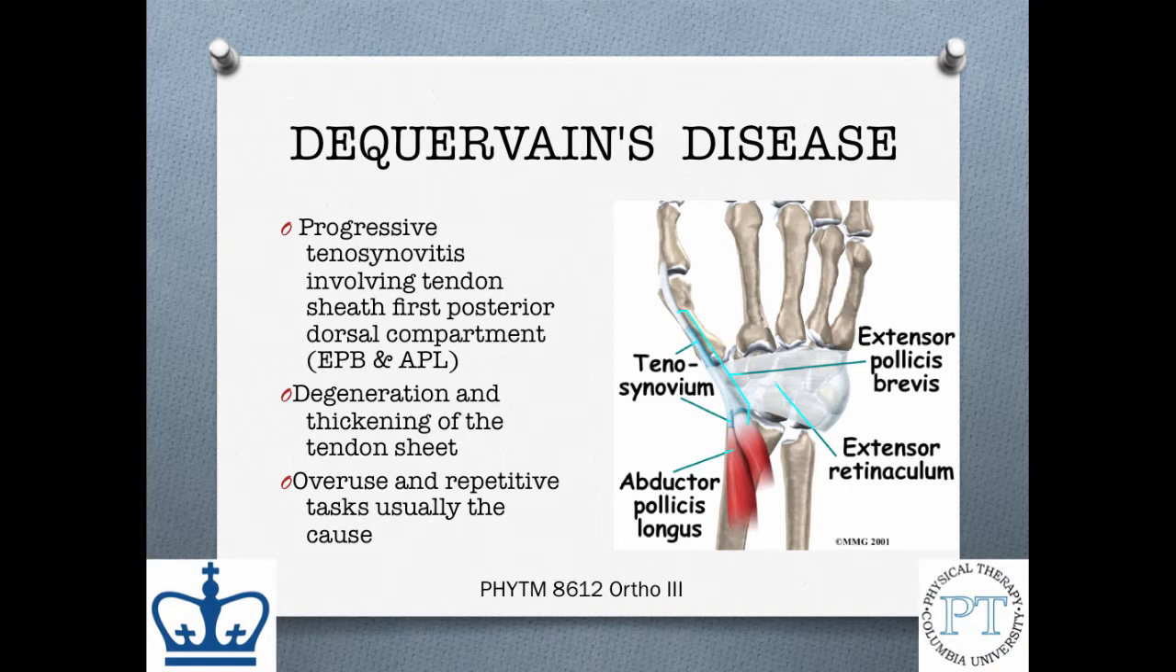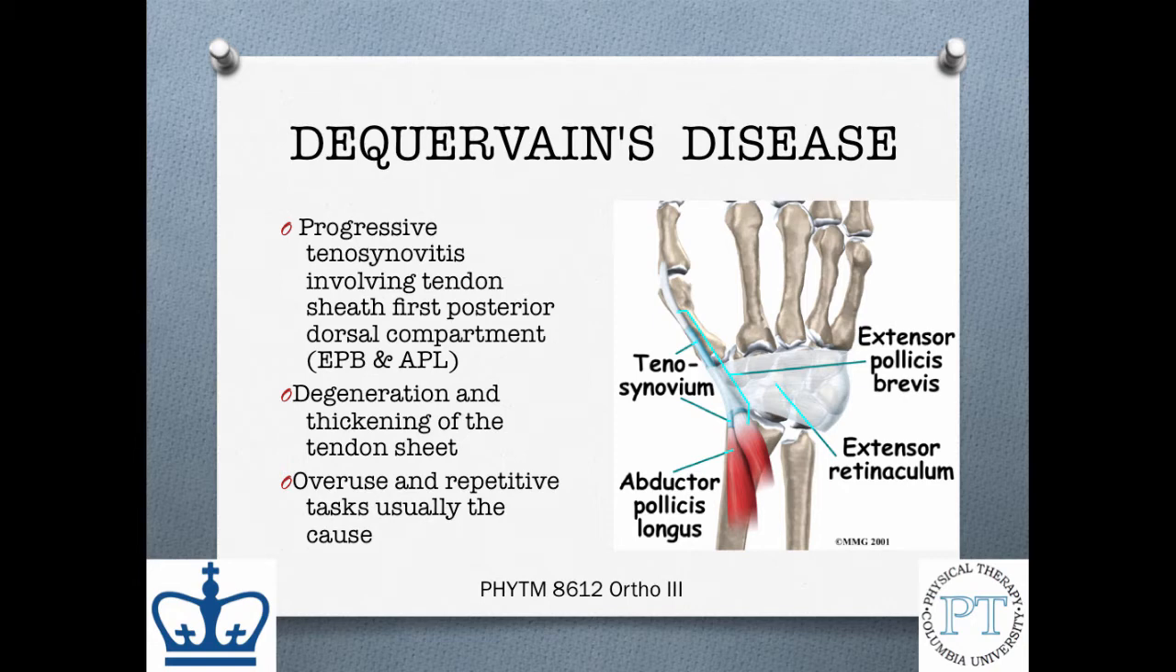So DEQUERVAIN'S disease is a progressive tenosynovitis of the first of the extensor compartments in the hand, and that first compartment consists of extensor pollicis brevis as well as abductor pollicis longus, APL and EPB. And what happens is there's an irritation of the synovium wrapped around these tendons. We can get some degeneration and thickening of the tendon sheath. And this usually occurs due to overuse or repetitive tasks that usually cause the finger to sit in abduction and extension.